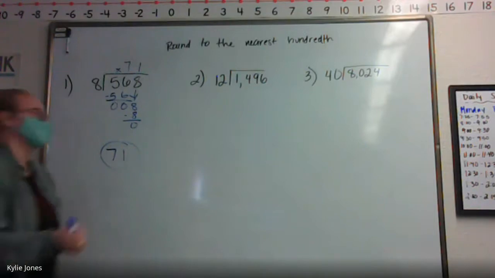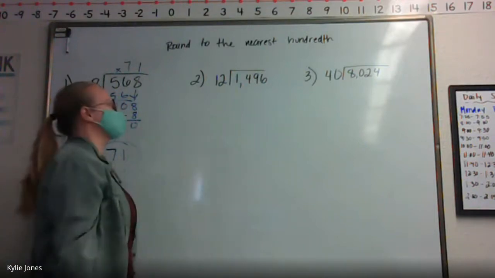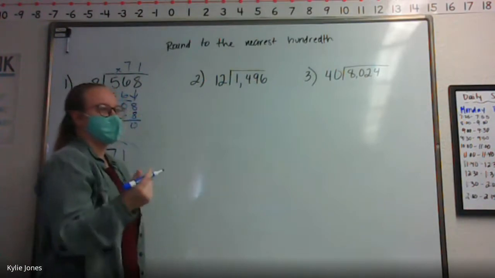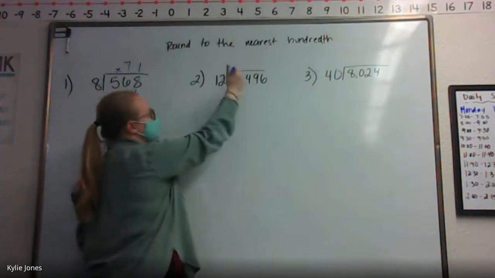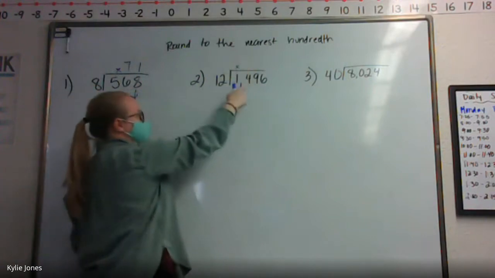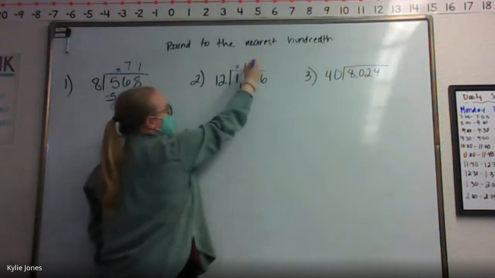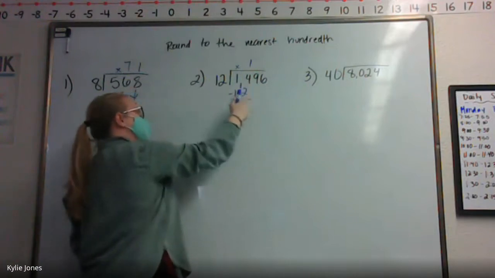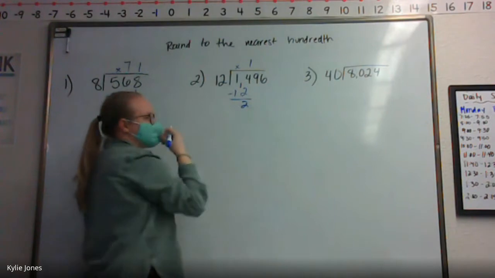We know how to do it. Over here, I think we might end up with a remainder. We'll see. I don't remember. Which one, number 2? Okay, cool. So does 12 go into 1? No. Does it go into 14? Yes. How many times? Once. Subtract your 12. 4 minus 2 is 2, and 1 minus 1 is 0.